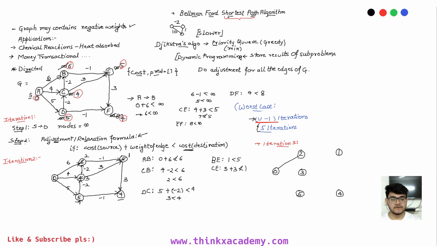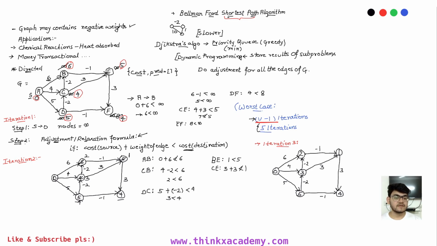Okay, so I'm now going to draw all the edges. So these are all the edges of this graph, and the distances of these edges are going to remain the same. Now let's assign the distances of 6, 4, 5, -1, -1, -2, -2, 3 and 3. So this is what the graph looks like. Now the cost, you can see, has changed.